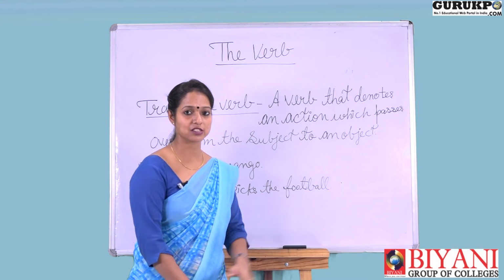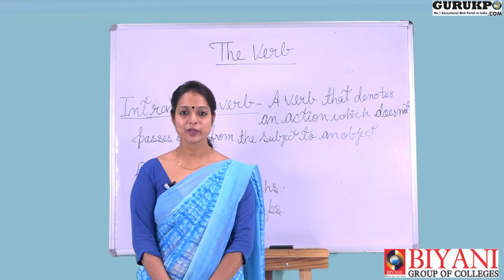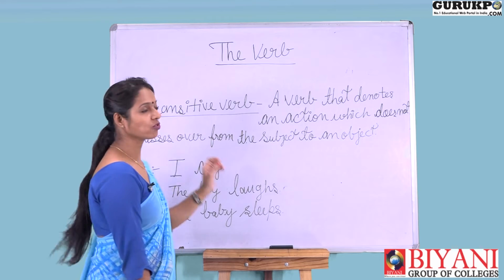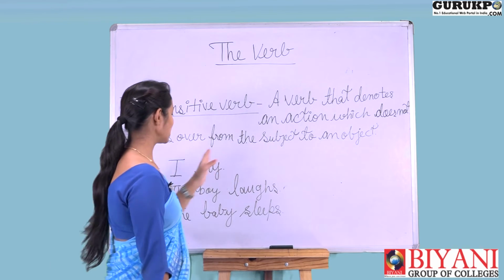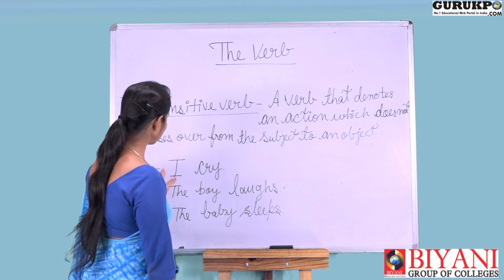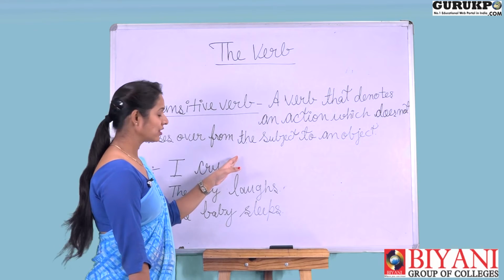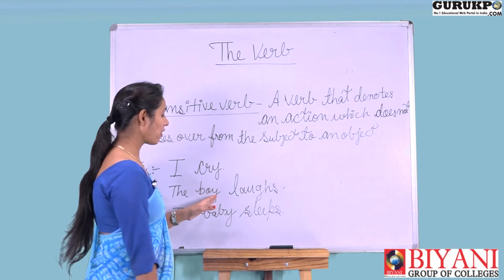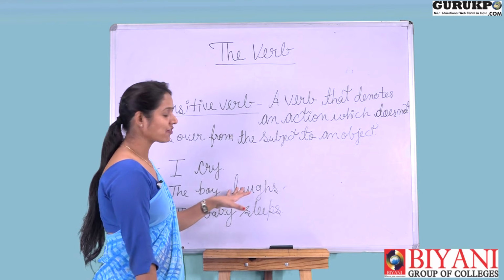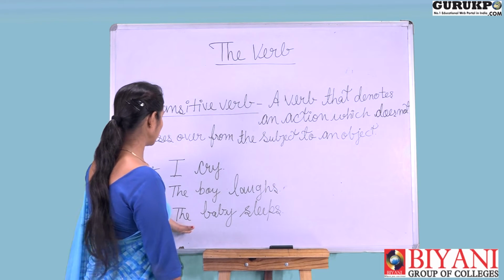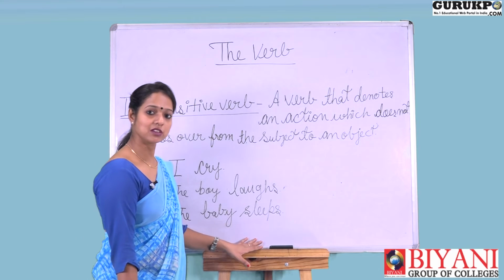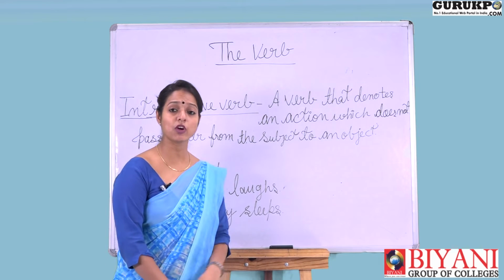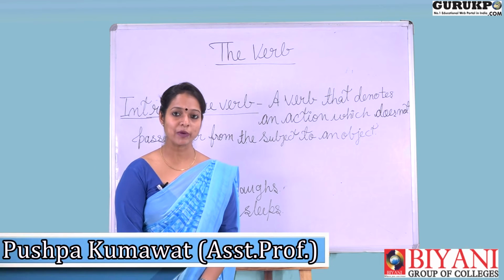So friends, we can say a sentence which asks the question what, which is the object of the sentence. Now we will see intransitive verb. It is a verb that denotes an action which does not pass over from the subject to an object. These are the examples of intransitive verb. I cry. In this sentence there is no object and there is no need for an object. The boy laughs. In this sentence, laughs is an intransitive verb. The next one, the baby sleeps. This is another example of intransitive verb. All these sentences do not need any object for a complete sense.